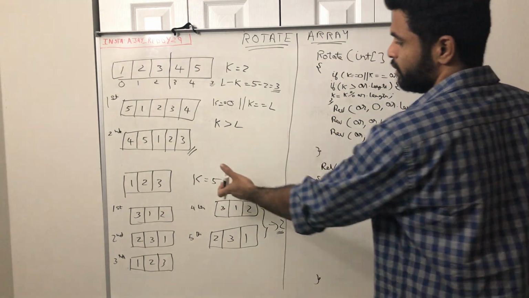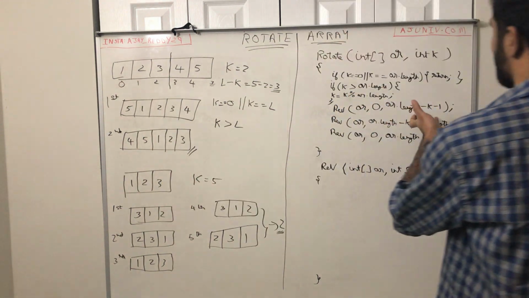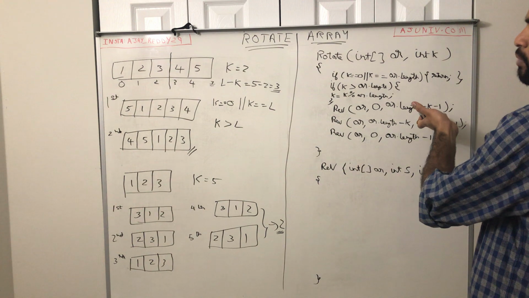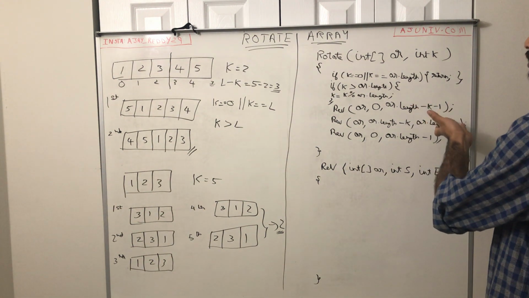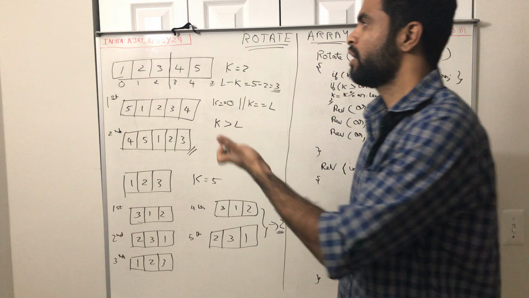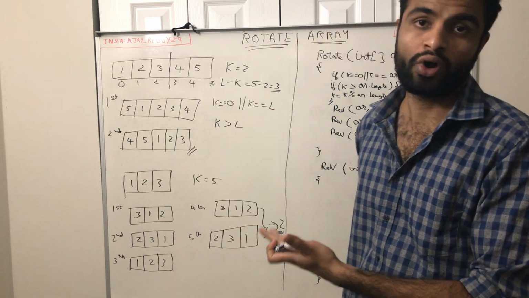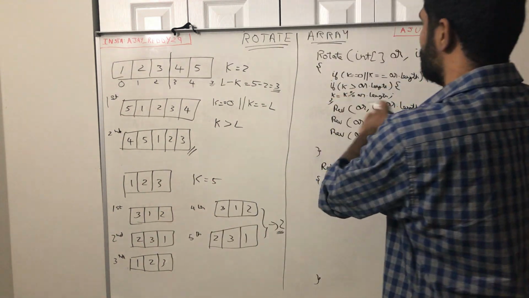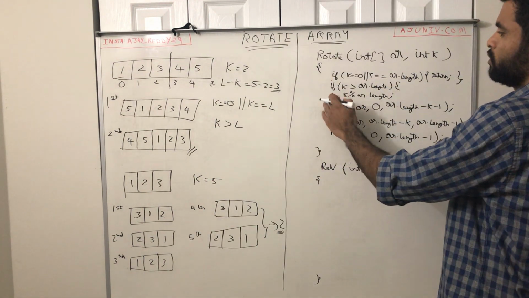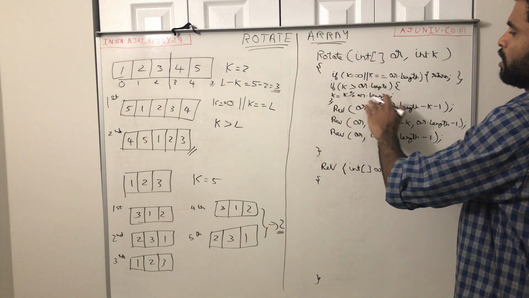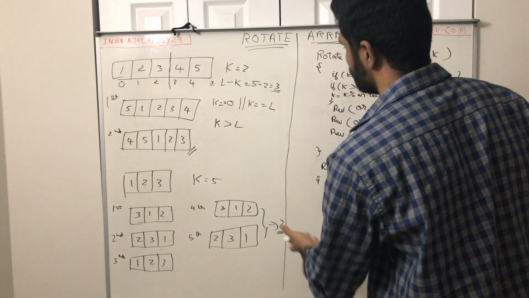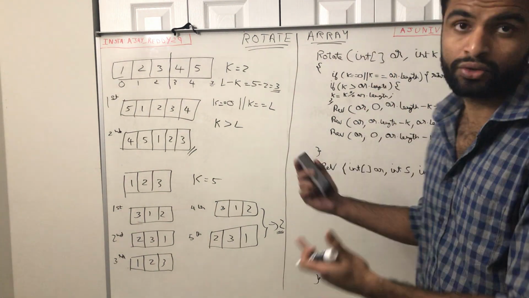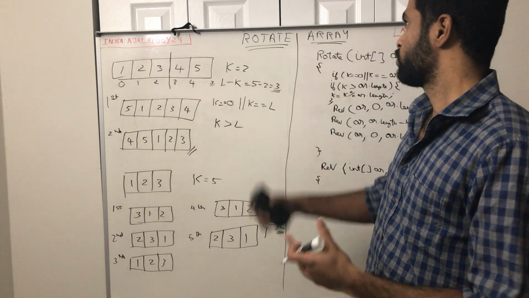Why? Because if k is 5 and length is 3, when I do array dot length minus k, that would be 3 minus 5, that would be minus 2, minus 1, that is minus 3. So minus 3 is an invalid index in an array, so it will throw an error. So to avoid that error and also to avoid unnecessary rotations, we are using this thing here. Whenever k is greater than array dot length, we are just making k equal to k modulus array dot length. So that would give the number 2 as I showed here. So that is about the solution of rotate array.